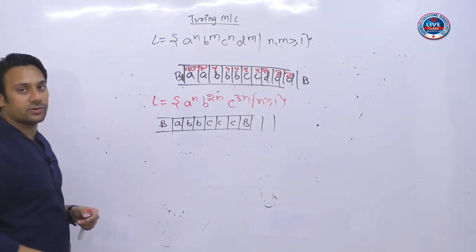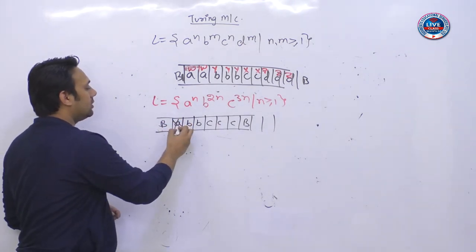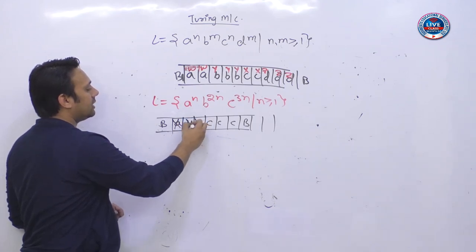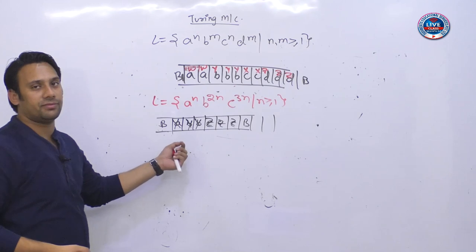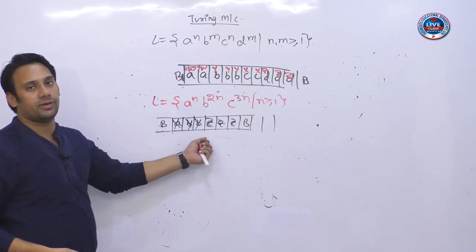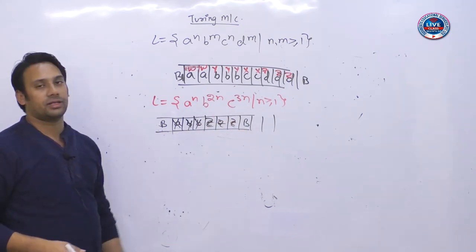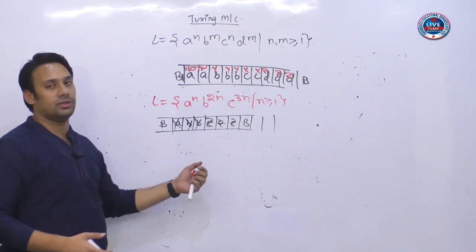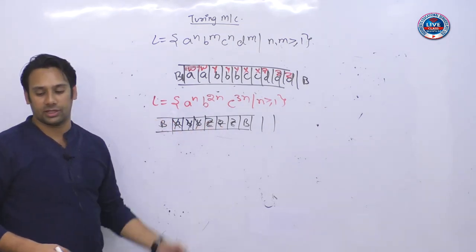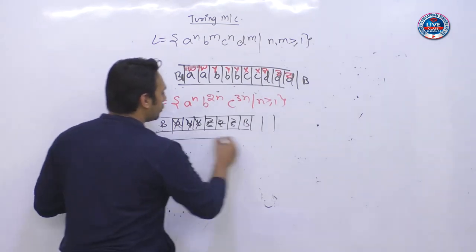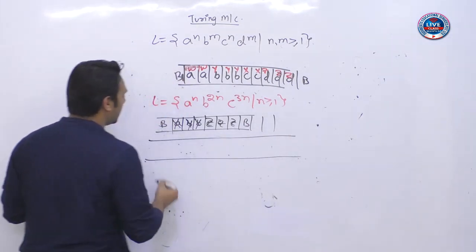So what you can do here is mark A as X, then mark 2 B's as Y, and then mark 3 C's as Z. Again come back. If there's A left, mark A as X, mark 2 B's as Y, and then mark 3 C's as Z. Again come back and so on. If after some time there's no A left, then there should not be any B, there should not be any C. So I can also take this in a bigger example.